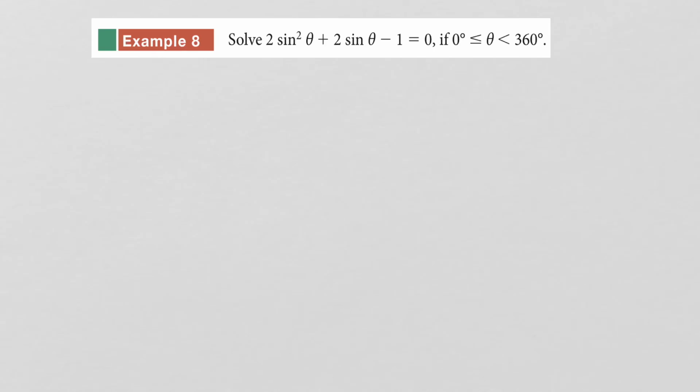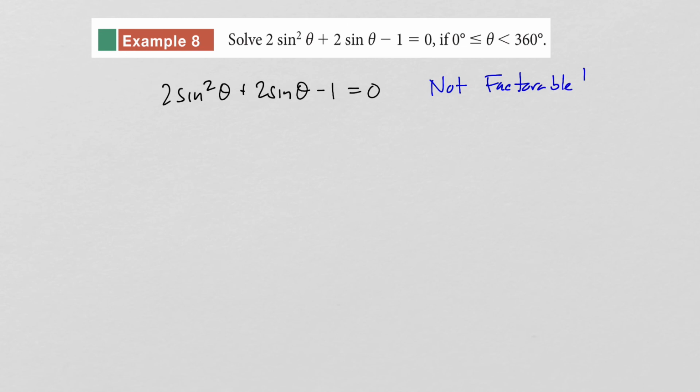In our last problem, we were asked to solve the equation 2 sine squared of theta plus 2 sine of theta minus 1 equals 0. And this time theta is in degrees. You can play around with this for a little bit, but this is not factorable. So because it's not factorable, we have to use the quadratic formula.